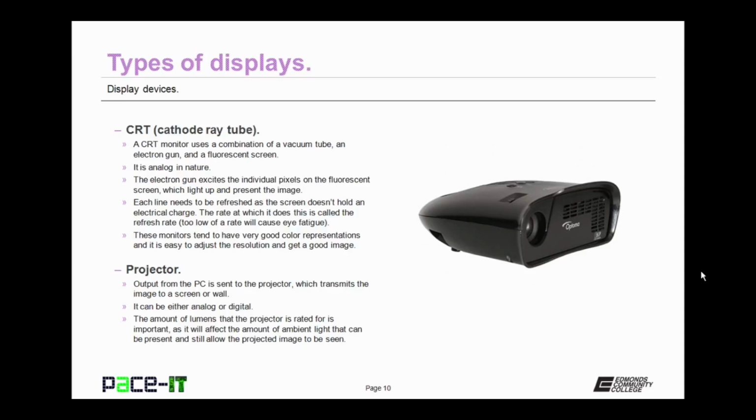Now let's talk about projectors. With projectors, the output from the PC is sent to the projector, which then transmits the image to a screen or wall. Now, projectors can either be analog or digital. The amount of lumens that the projector is rated for is important, as it will affect the amount of ambient light that can be present and still allow for the projected image to be seen easily.